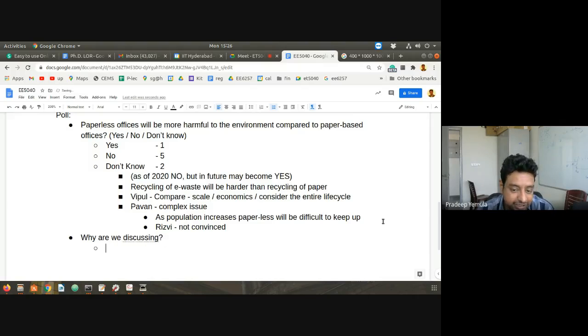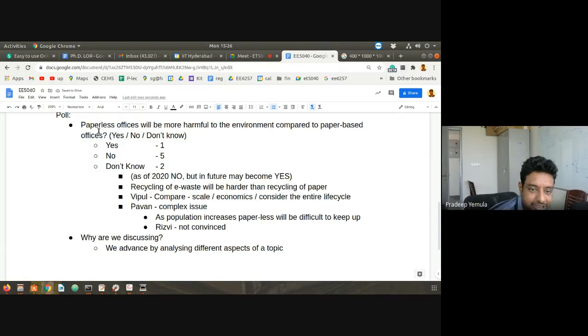Why are we discussing this? We advance by analyzing different aspects of a topic. So we bring about a topic. The topic is like this: paperless office will be more harmful to the environment compared to paper-based office.